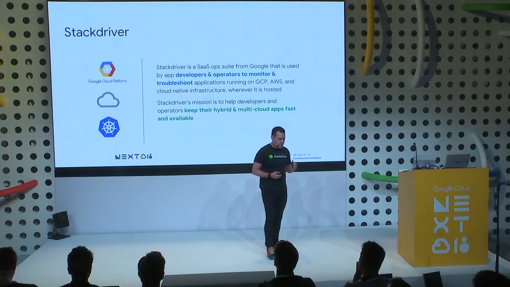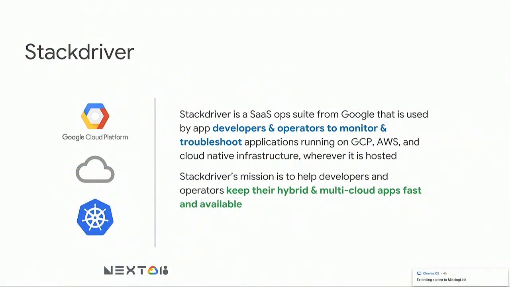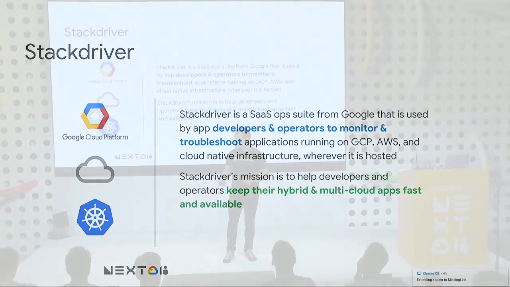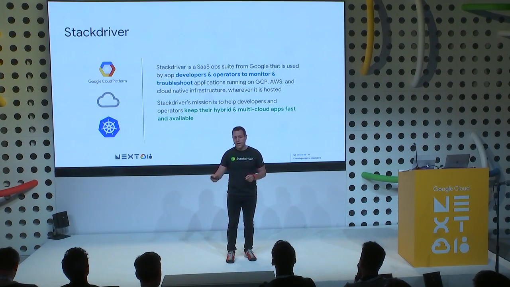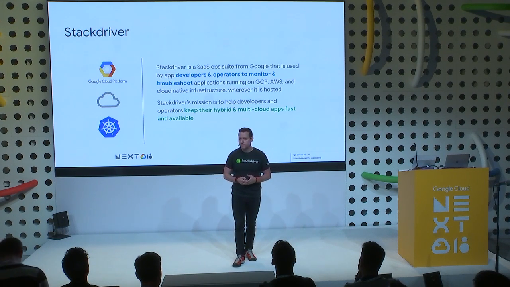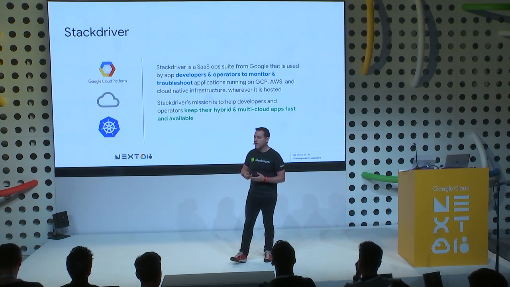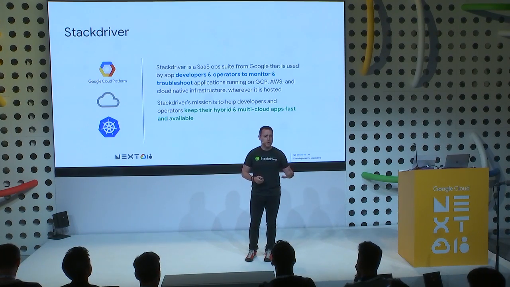So let me tell you a little bit about Stackdriver now. It's a fully managed product we have on cloud. The main mission that we have on our team is to help developers and operators keep your applications running fast and always available. And a key thing here with Stackdriver is that it was built from the ground up to help you run your apps and monitor your apps no matter where they run. They may be running on Google Cloud. They may be running on AWS. They may be running on cloud-native infrastructure, as we'll show today with Kubernetes. And now with the Kubernetes monitoring, we also have the possibility to monitor on-prem as well.